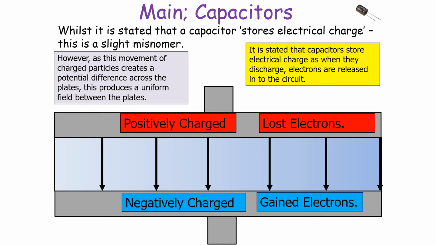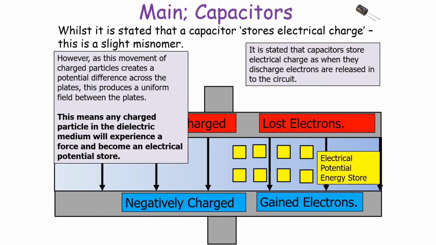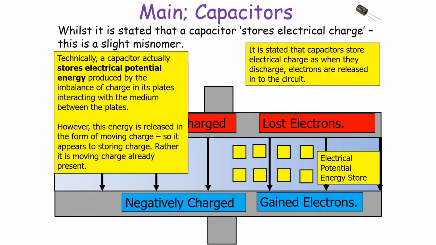However, this movement of charged particles creates a potential difference across the plates, which produces a uniform field between the plates. So what this means is, any charged particle in the dielectric medium will experience a force and become an electrical potential energy store. So you've got your electrical potential energy stores. So technically, a capacitor actually stores electrical potential energy produced by an imbalance of charge in its plates interacting with the medium between the plates.